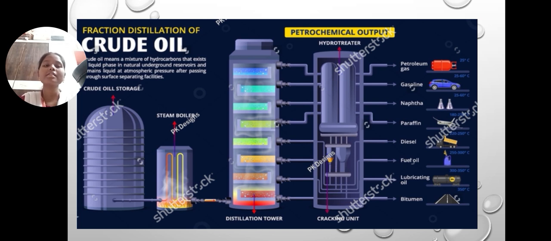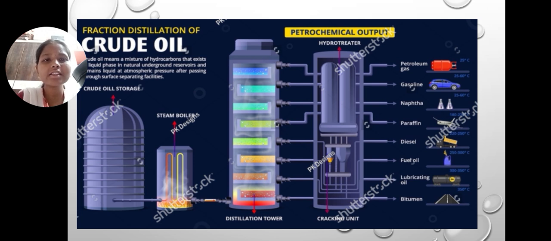And this fractional distillation is also used to extract from crude oil. The crude oil storage is sent into the steam boiler, then from this it goes into the distillation tower. From this it moves into the cracking unit and also the hydrotreater. Through this crude oil we can extract many kinds of products like petroleum gas, naphtha, paraffin, diesel, fuel oil, lubricating oil, etc.